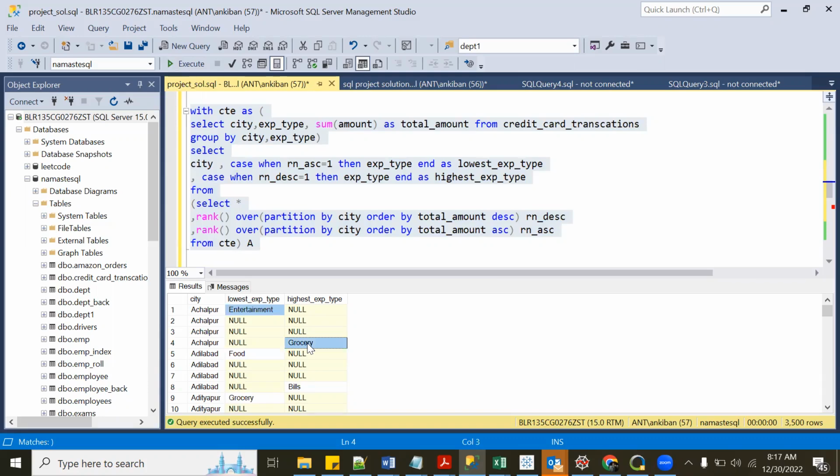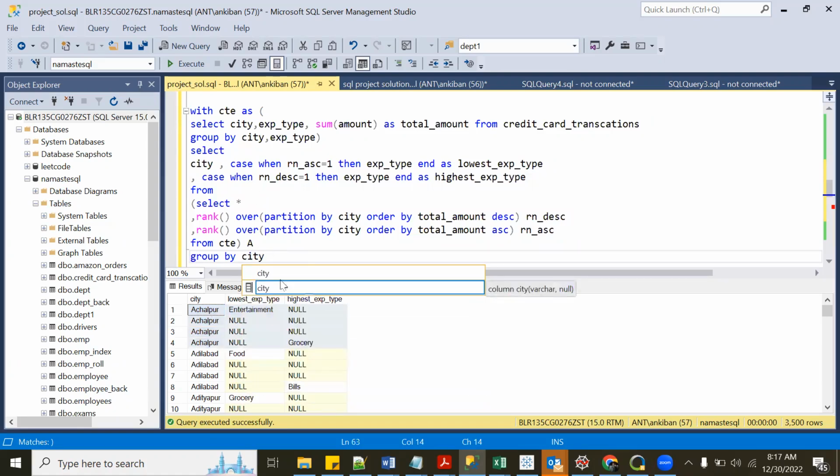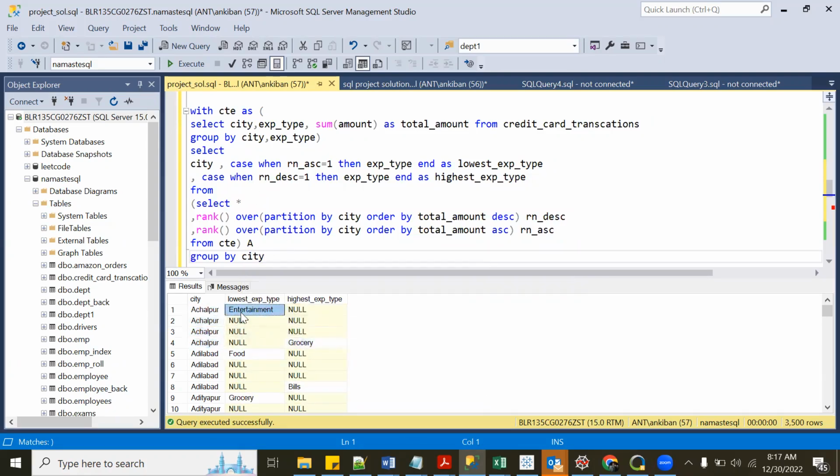Is this clear? Now we are getting multiple rows. We need just one row. So we can do group by city, right? And what is this? This is a string value, varchar value. So I cannot do sum or something. I can just do max. It doesn't matter. I do max or min because everything else will be ignored. So I will get just entertainment.